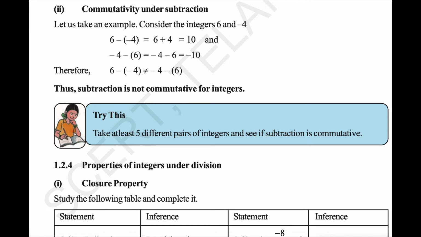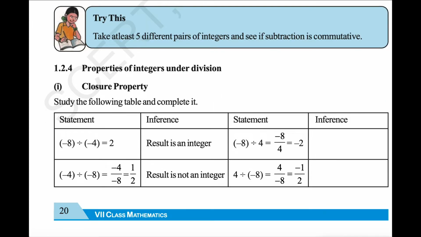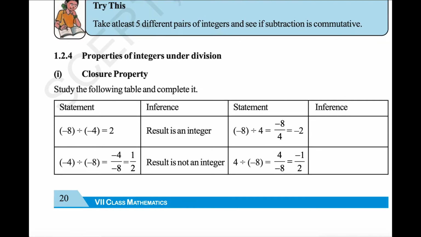Commutativity under subtraction. Let us take an example. Consider the integers 6 and minus 4. 6 minus of minus 4 is 10. Minus 4 minus of 6 is minus 10. So both are not the same, so they are not commutative. Subtraction is not commutative for integers. a minus b is not equal to b minus a. You can try with whatever numbers you like.